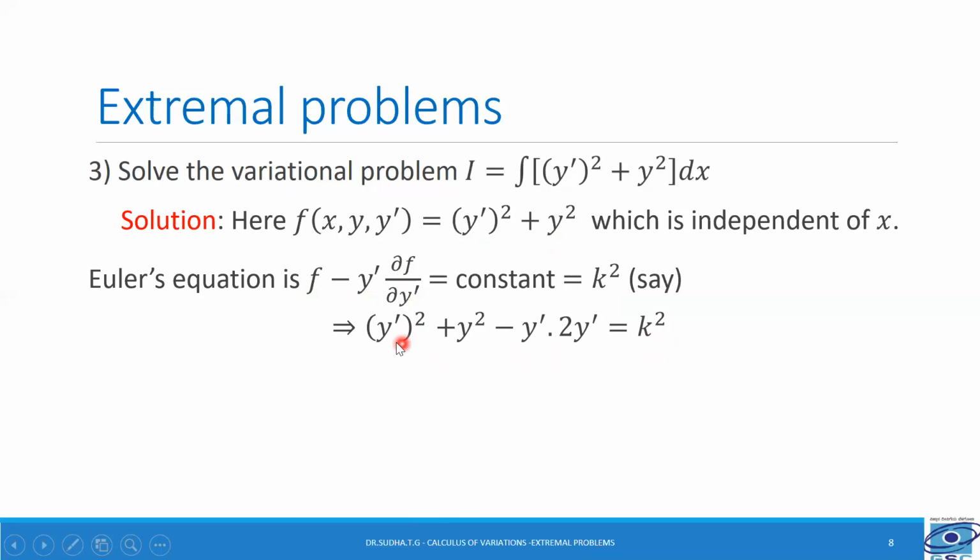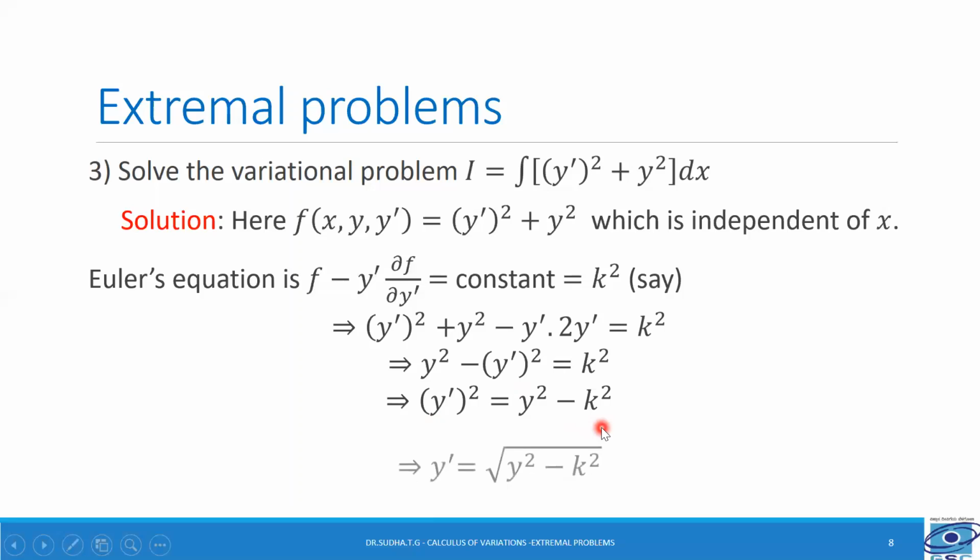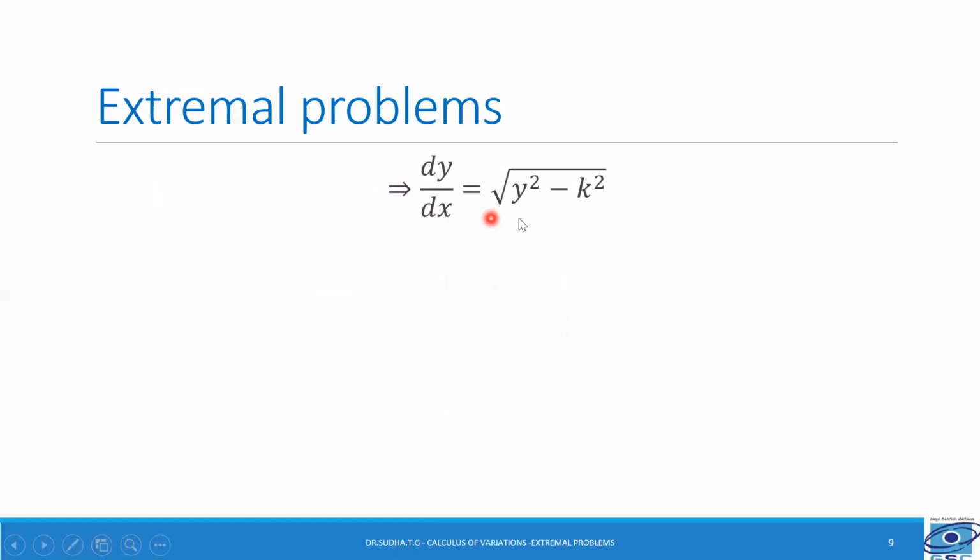Now you simplify. There are two terms in y dash. Here you have y dash square and here you have minus 2y dash square. So on simplification you get y square minus y dash square is equal to k square. Now you need to solve this for y dash. Shift the terms to the other side, you get y dash square is equal to y square minus k square. So y dash is equal to root of y square minus k square. Now what is y dash? It is dy by dx. So dy by dx is equal to root of y square minus k square.